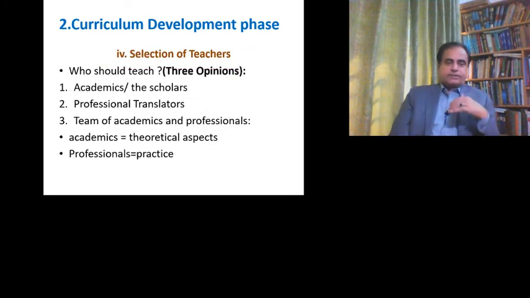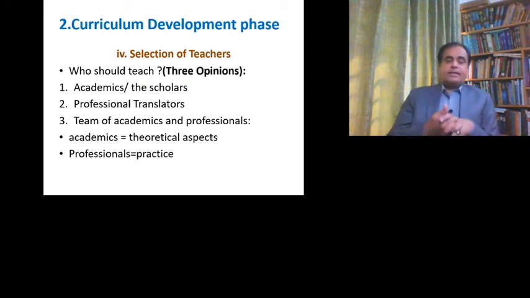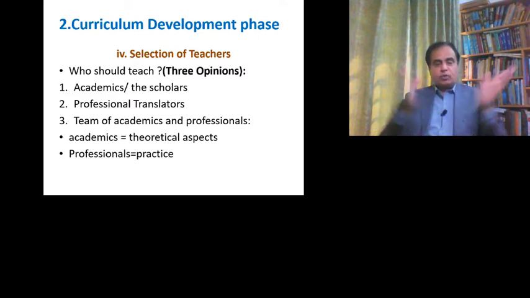Okay, after the selection of teaching method, we come to the selection of the teachers. So, who should teach translation courses? We have three options: the academics, the scholars, and then the professional translators, those who are not scholars of translation studies, but they are practitioners. A team of academics and professionals. So the third view combines both.